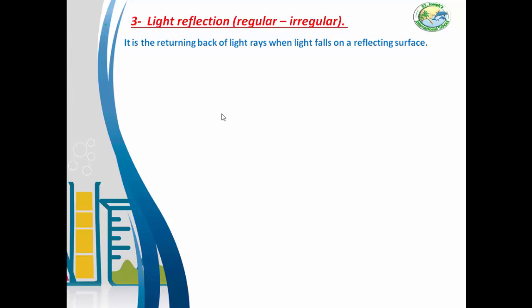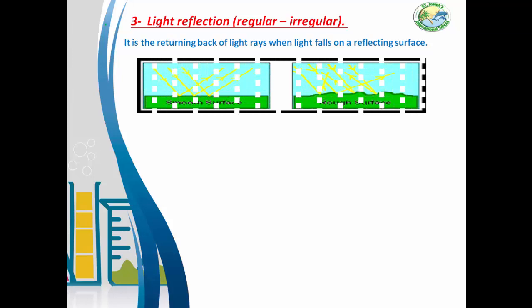Reflection is the returning back of a light ray when it falls on a reflecting surface. We have two types of reflection: the first is regular reflection and the second is irregular reflection. First, regular reflection, like in this picture, is the reflection of light when it falls on a smooth or shiny surface.